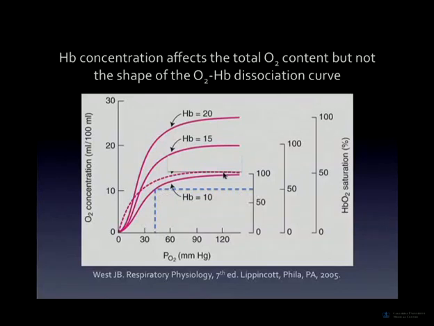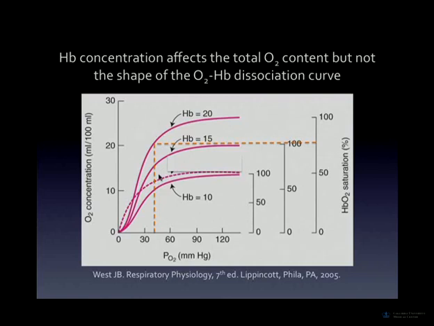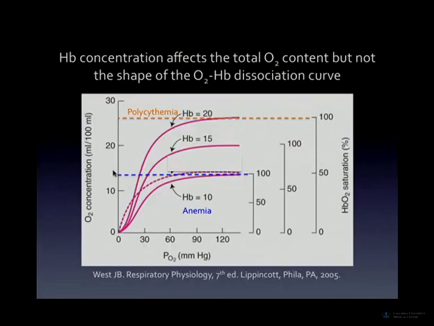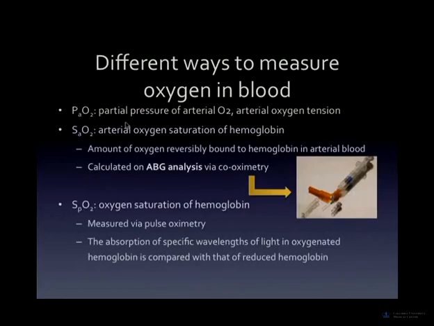And the same is true if we have a hemoglobin of 20 up here, which we call polycythemia. Here at our PaO2 of 100, it's still 100% saturated. And here at our PaO2 of 40, it's still 75% saturated. The difference is in total oxygen content. Total oxygen content here is very, very different. Lower hemoglobin levels have less vehicle to carry oxygen around in the blood. So the total content is much, much lower at a hemoglobin of 10 versus a hemoglobin of 20.